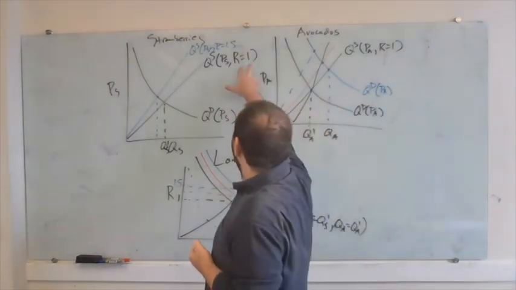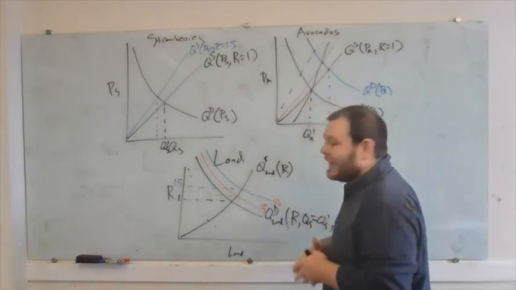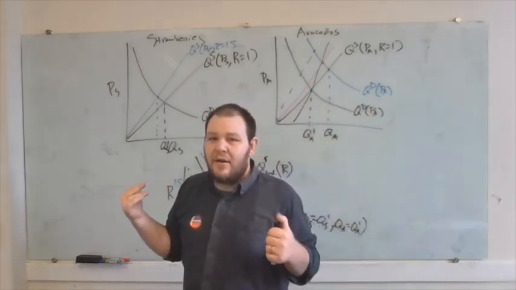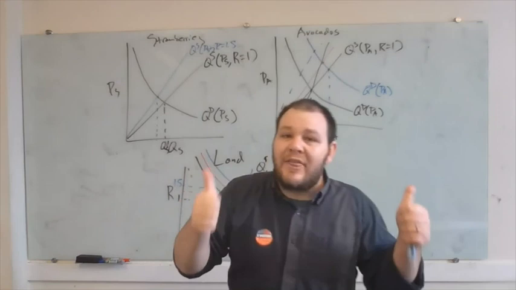Where instead of holding other prices constant, we're going to hold something like other supply and demand in the related market constant.